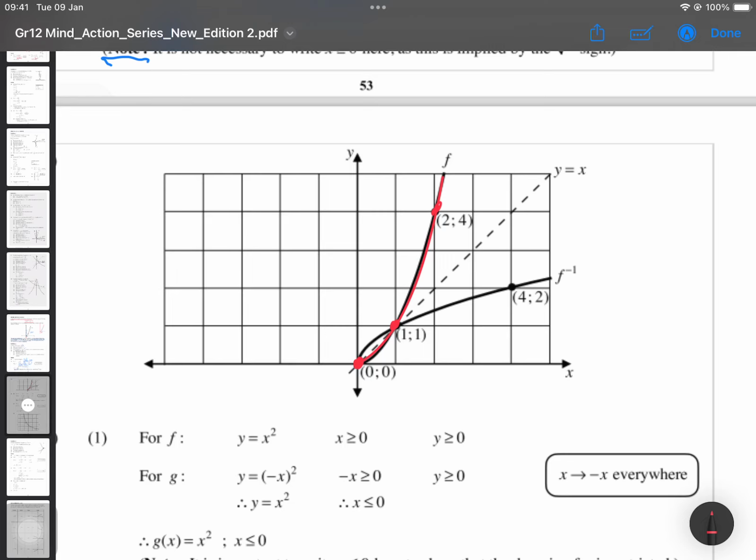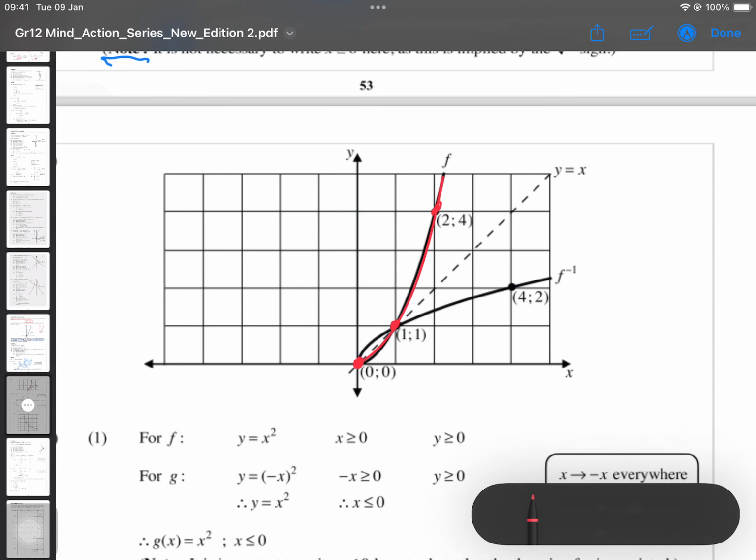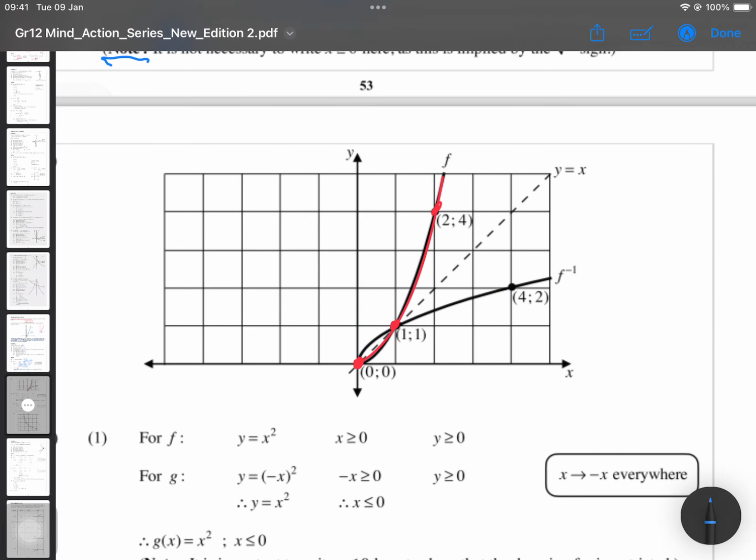Now, for the inverse, you just swap the points. The point 0 to 0 will still be where 0 to 0 is. The 1 to 1 will still be where 1 to 1 is. But then the 2 to 4 will go to 4 to 2. So this stays there, this stays there. Now this one will be 4 to 2, so it'll be there. Then just join them like that.